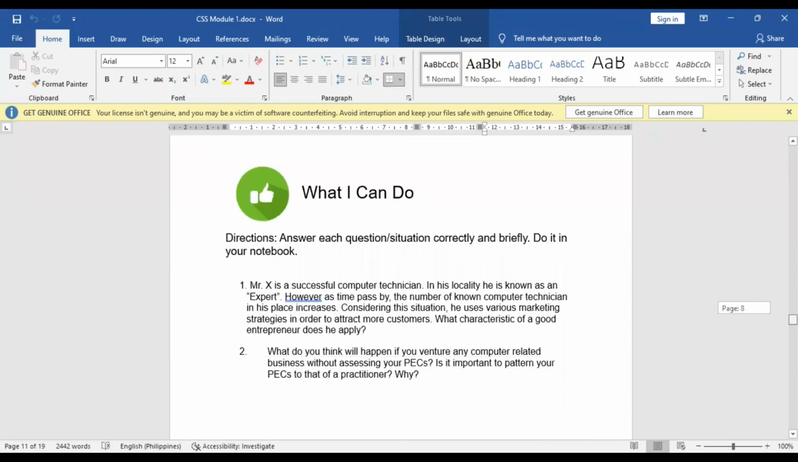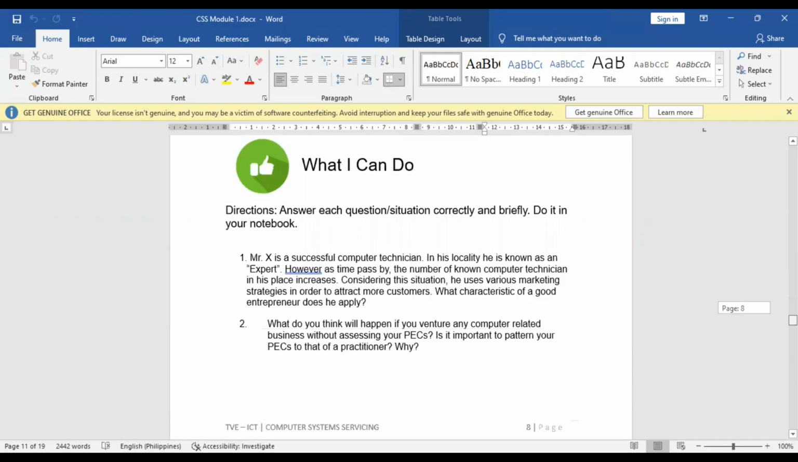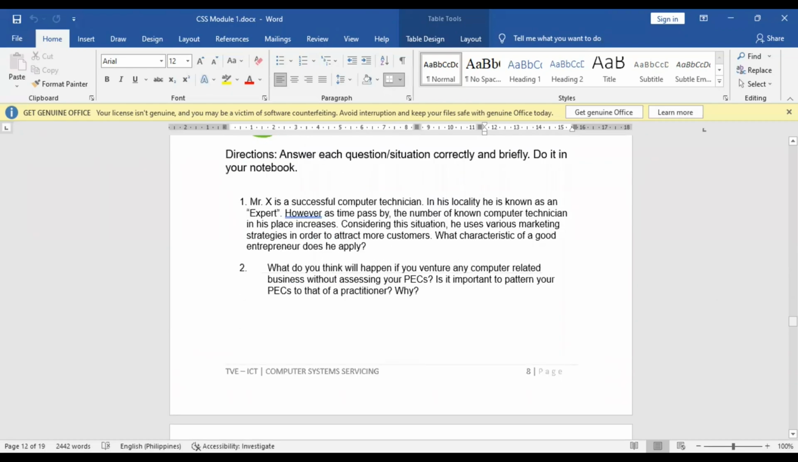Then what I can do? Answer each question or situation correctly and briefly do it in the notebook. Ano siya, again, situational siya. So, may situation na natag. Say for instance, number 1B. Mr. X is a successful computer technician in his locality is known as an expert. However, as time passes by, the number of known computer technicians in his place increases. Considering the situation, he uses various marketing strategies in order to attract more customers. What characteristic of a good entrepreneur does he apply?